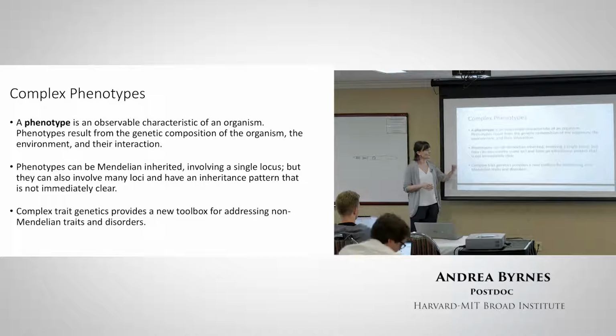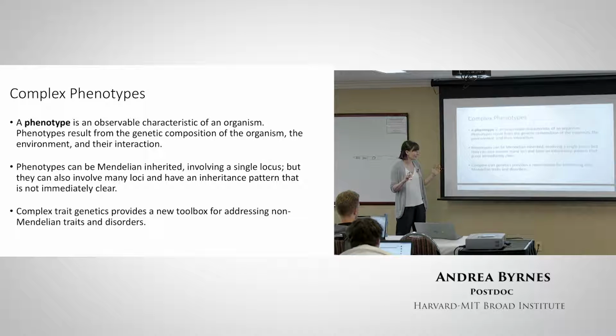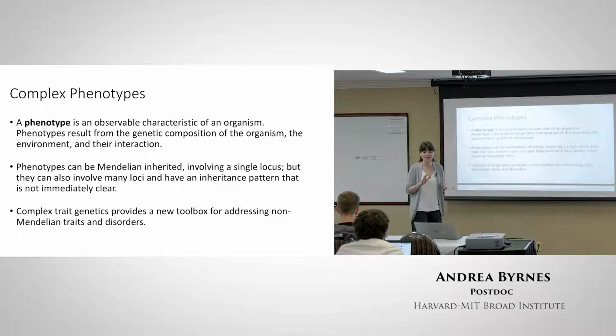So phenotypes can be Mendelian inherited. That means they involve a single locus. They can also involve many, many loci and have an inheritance pattern that's super complicated. And so complex trait genetics provides a new toolbox for addressing non-Mendelian traits. And that's what I was hoping to talk about next time, but we are super early.